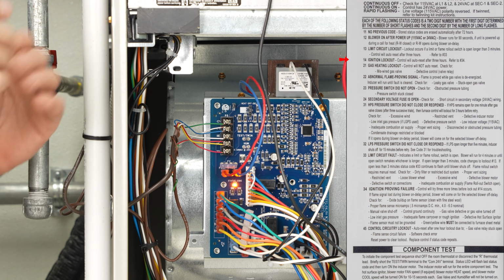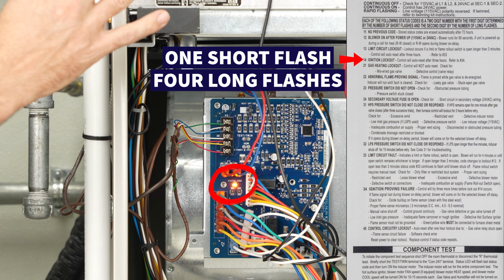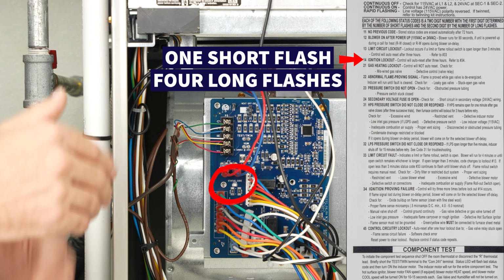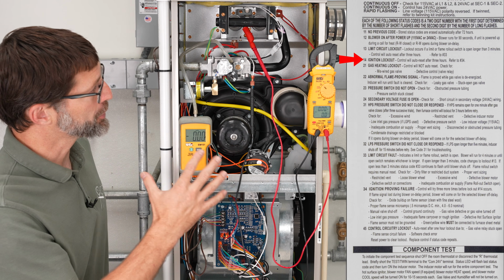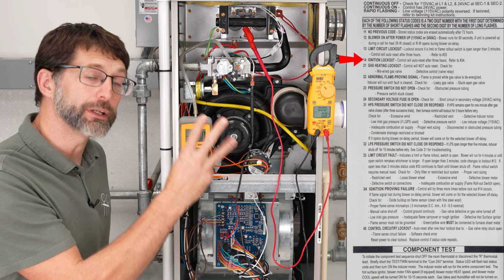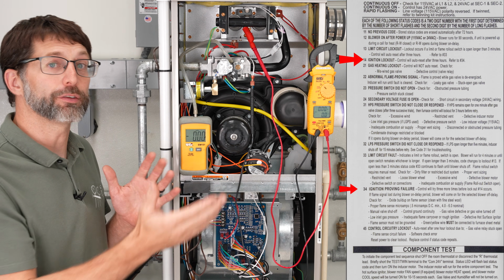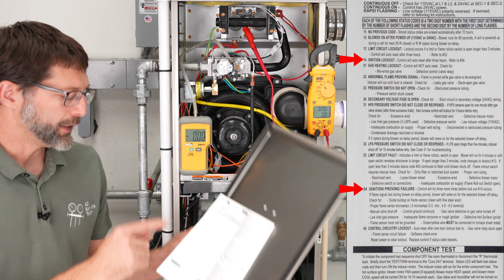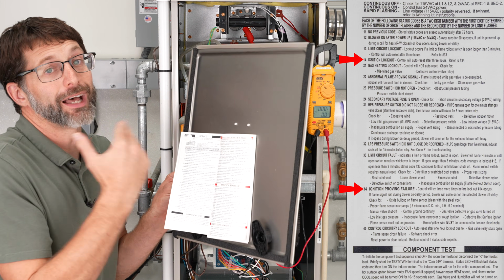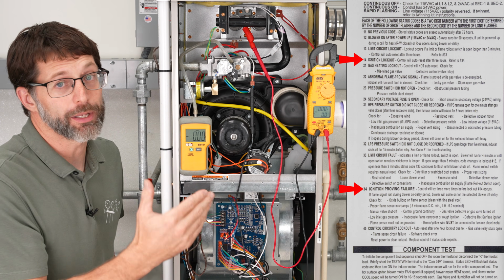Status code light number 14 with 1 short flash and 4 long flashes indicates an ignition lockout. And that means that this furnace tried to ignite the gas 3 times before it went into this ignition lockout. And so this indicates number 34, the ignition proving failure. And there's a lot of different issues that could be at play with that.